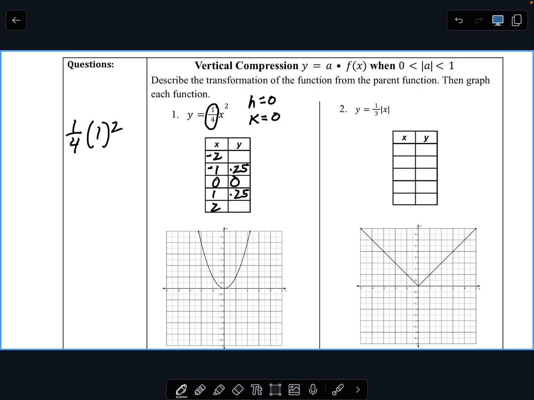All right, so what happens when I put 2 in here? Well, what's 2 squared? 4. What's 4 times 1/4? Well, 4 times 1/4 is going to give me 1. Or you could do it this way. It turns into a 4. I'm going to multiply the top numbers and the bottom numbers, and I get 4 over 4, which is equal to 1. Okay?